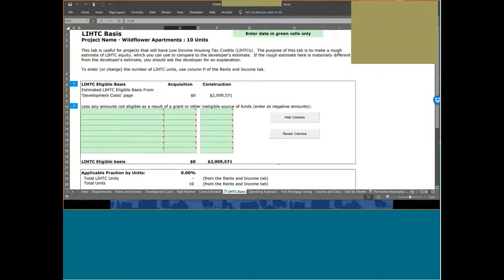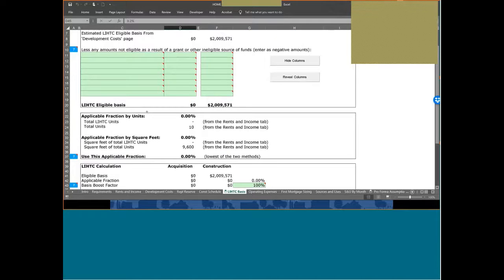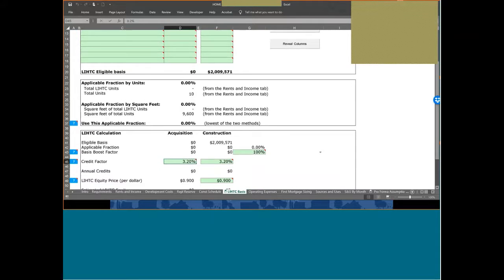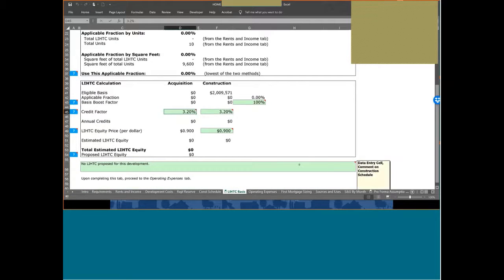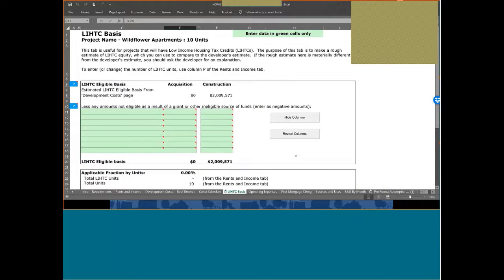This is the low-income housing tax credit worksheet. We're not going to fill any of it in, but it allows you to do things that you may be familiar with or not, like look at applicable fraction, basis, basis boost. These are sort of the coins of the realm for low-income housing tax credits. So we'll just leave that and go back to our deal. We're just going to skip over it.